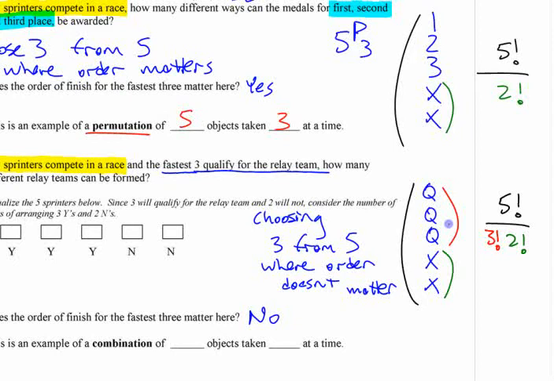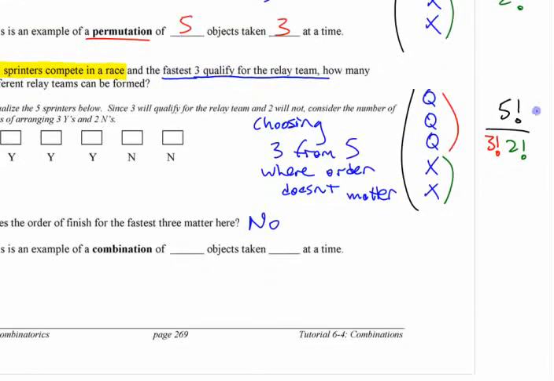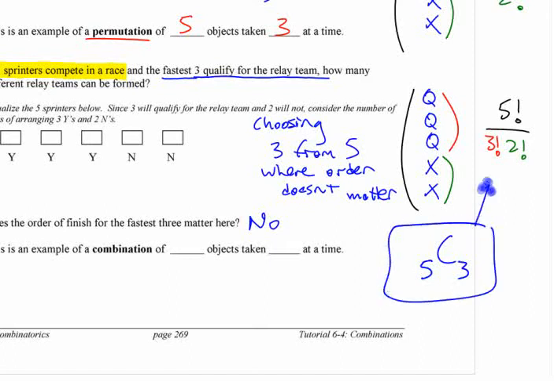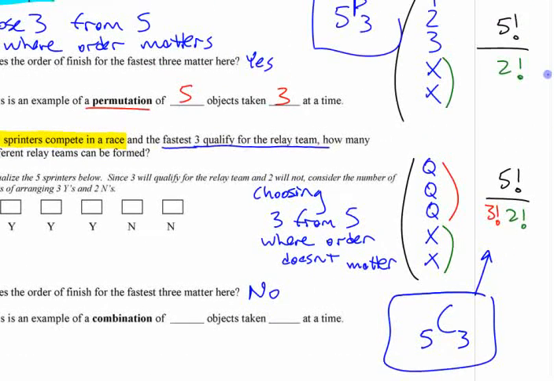So this is choosing 3 from 5 where you do care about the order, 5P3. This expression down here is choosing 3 from 5 where you don't care about the order. Not surprisingly, the symbol is going to be 5C3. It's got that extra thing because you don't care about the order of the ones you are choosing as well.